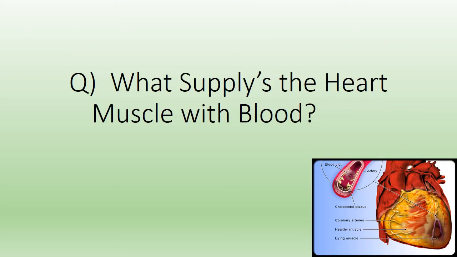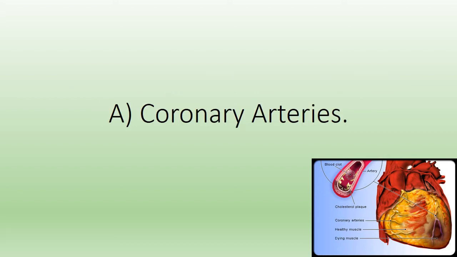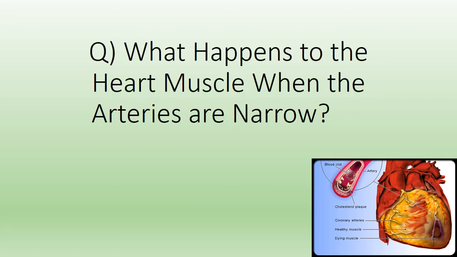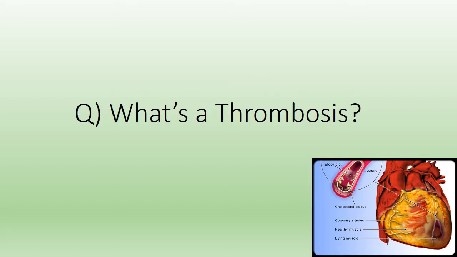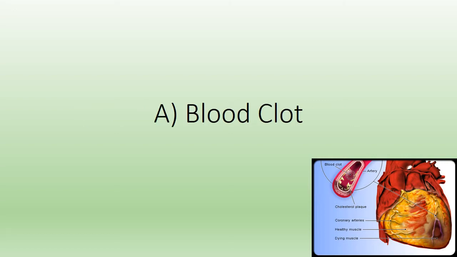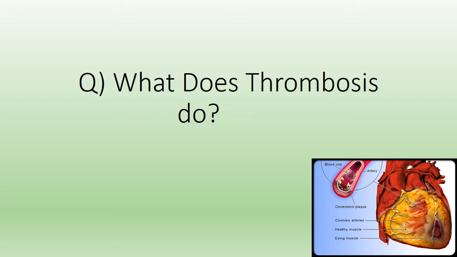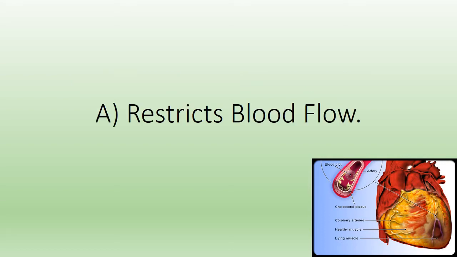What supplies the heart muscle with blood? Coronary arteries. What happens to the heart muscle when the arteries are narrow? The heart muscle receives less oxygen. What is thrombosis? Blood clot. What does thrombosis do? Restricts blood flow.